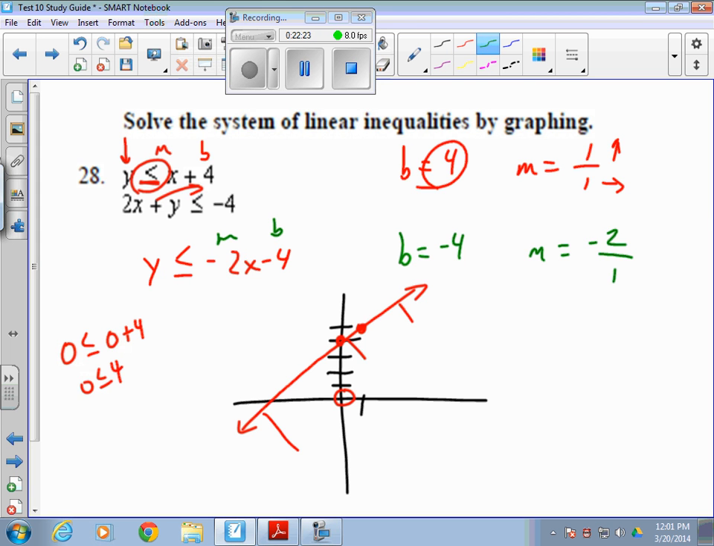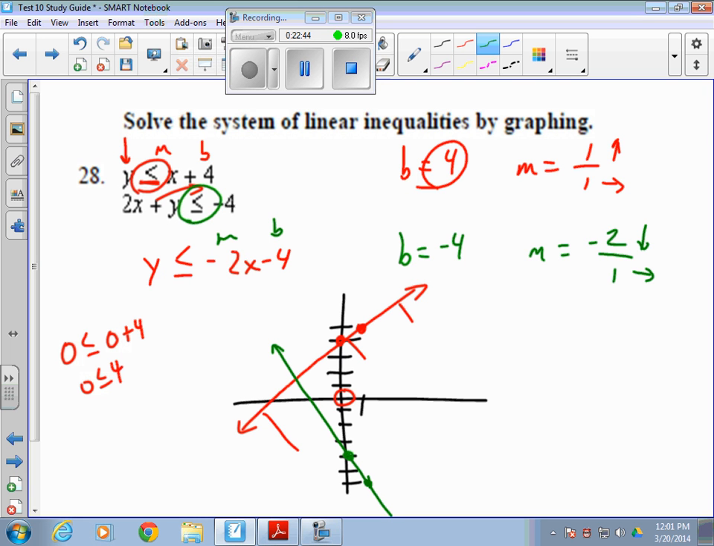For the other one, you're going to begin at negative 4 this time. Negative 1, 2, 3, 4. Your slope says negative 2, so go down 2 and to the right 1. So down 2 more, and we're going to go over to the right 1. Again, is it going to be solid or dashed? This tells us it's going to be a solid line. So go through both of those 2 points there.